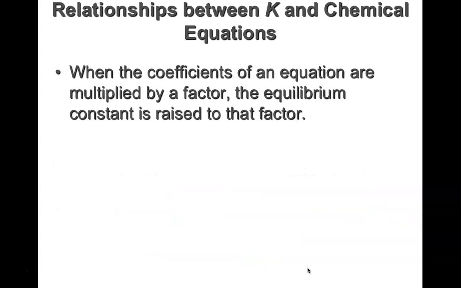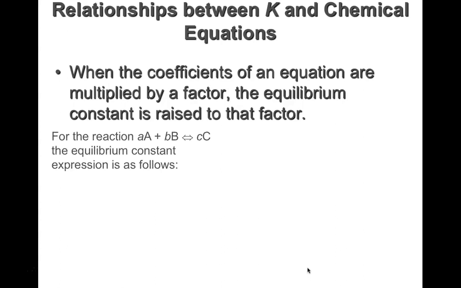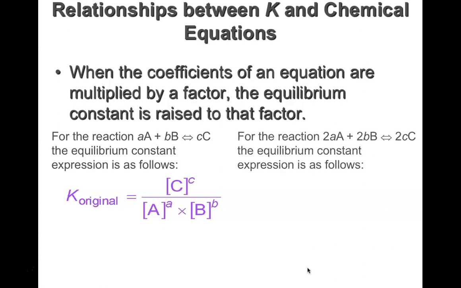All right, so when the coefficients of an equation are multiplied by a factor, the equilibrium constant is then raised to that factor. So here's again our A plus B goes to C. We have our reaction. Apparently D didn't make it to this slide, so I apologize for D. Didn't really want to include them this time, but, you know, life happens. And then we're going to multiply through the reaction by 2. Why am I multiplying by 2? Well, for the slide, it's just for the sake of multiplying by 2.